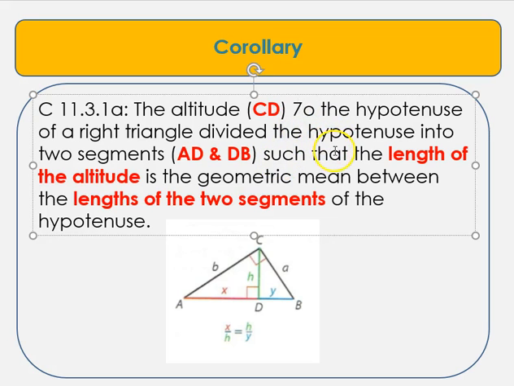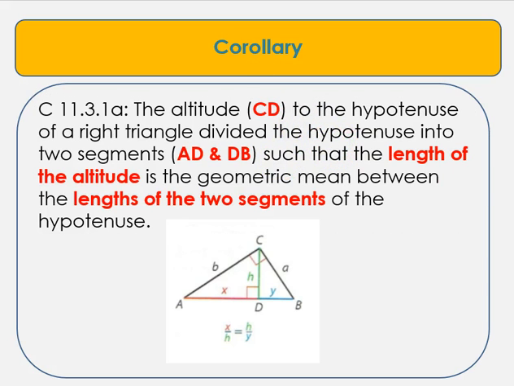to the hypotenuse of a right triangle divides the hypotenuse into two segments. So this altitude CD dropped to the hypotenuse divides the hypotenuse into two segments. The segments in this problem are A and D, or you could also rename them X and Y.